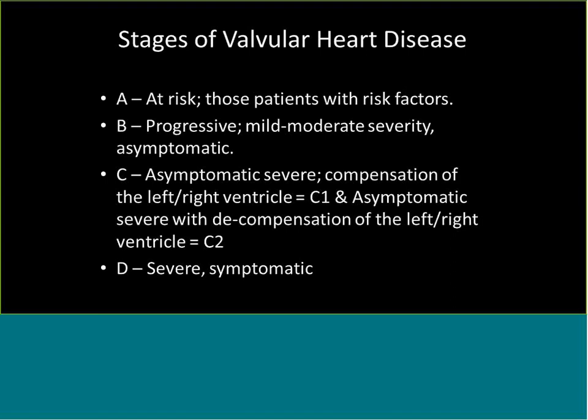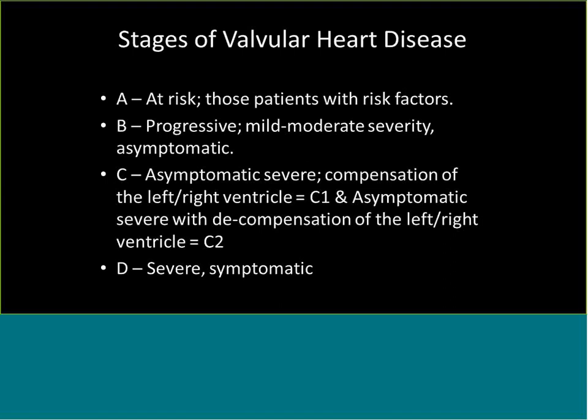B would be progressive disease. These are patients who have mild to moderate severity of their abnormality, but they're asymptomatic. So these patients, you know, have a defect of the valve structure, but they're not symptomatic yet. We're just following those patients.